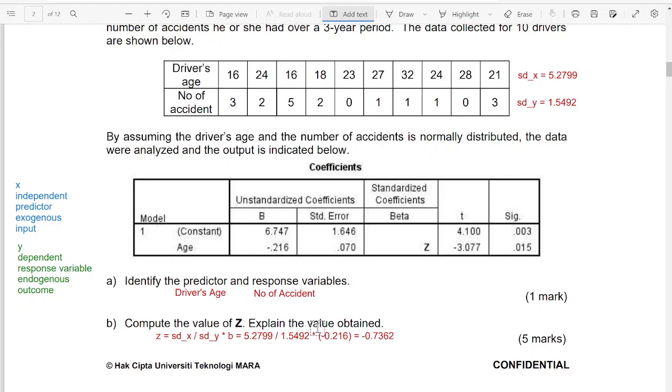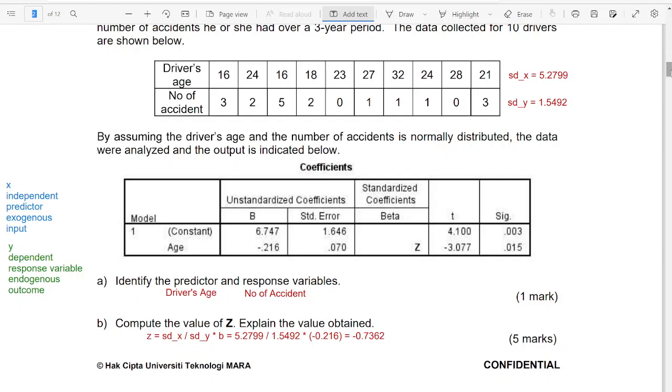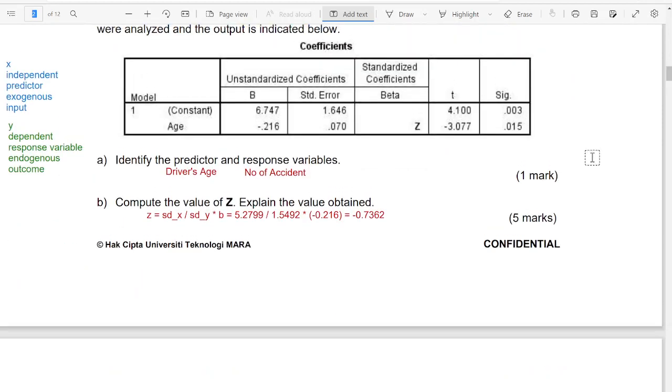For example, if you have 0.73 and 0.93, maybe there is another variable whose standardized beta value is 0.93. Of course, the one that has a higher value will have more impact on the response variable. Right, so that is the explanation for standardized beta. So hopefully you can understand.